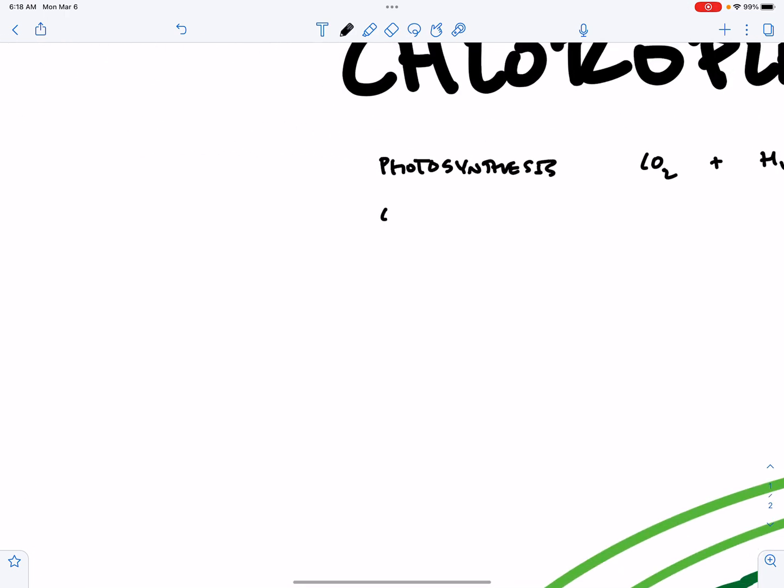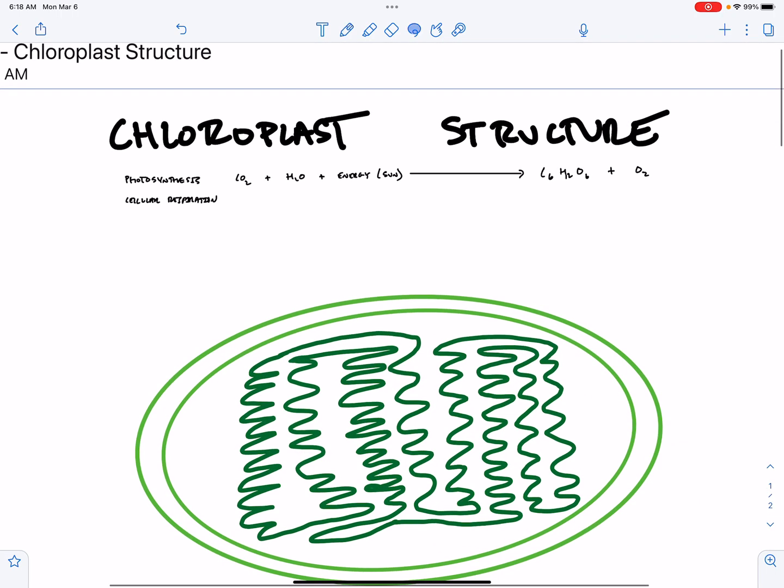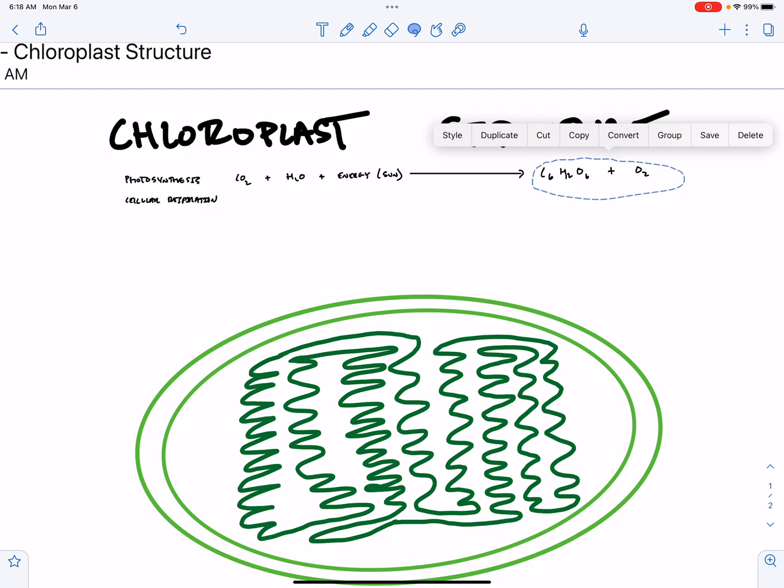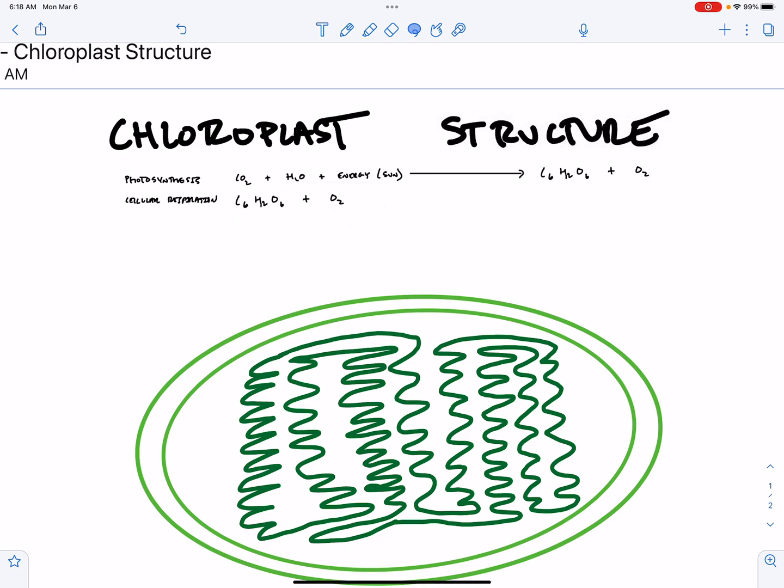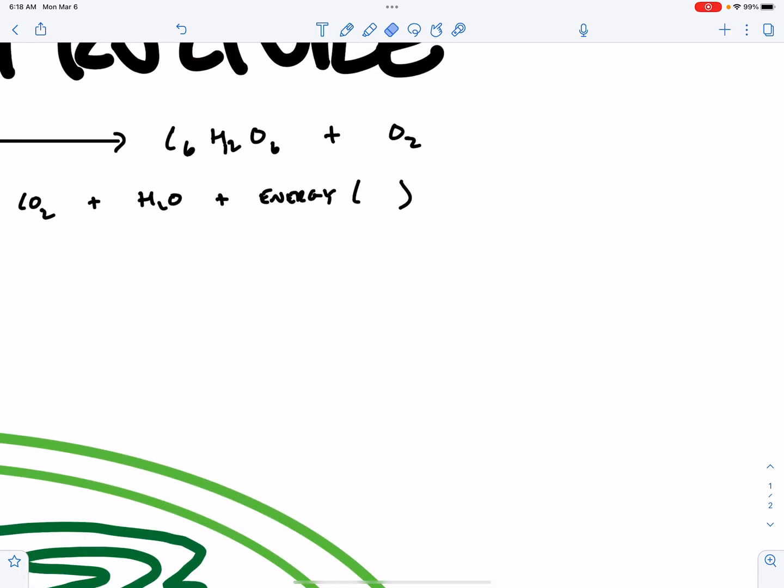Now, cellular respiration. And those of you not on iPads, don't hate me too much. We take the products of photosynthesis and they become the reactants in cellular respiration. And then we take the reactants of photosynthesis and they become the products in cellular respiration, except we change this energy form from sun to ATP.